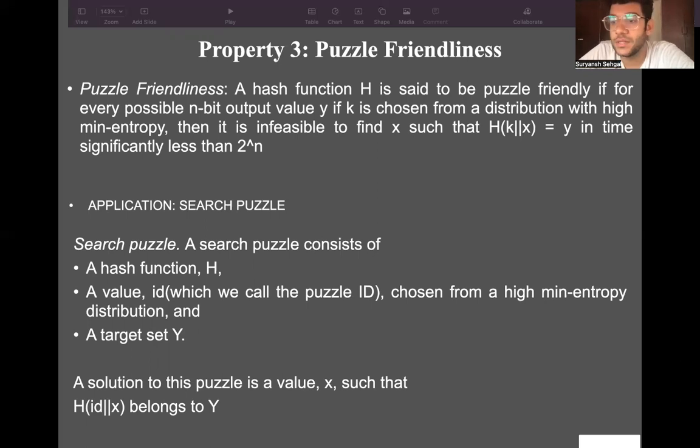A search puzzle is nowadays used in mathematical problems. A search puzzle consists of a hash function, a value ID, which we call the puzzle ID, as it is chosen from a high minimum entropy, well distributed set, and a target set y. The solution to this puzzle is a value x such that h(ID concatenated with x) belongs to y.